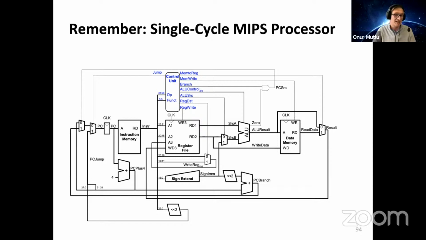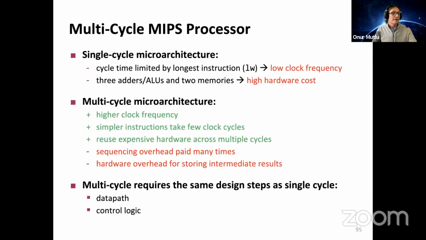We already discussed the downsides of it. So what are we going to achieve with a multi-cycle MIPS processor? We already said single cycle microarchitecture has low clock frequency, or long clock cycle time, and high hardware cost because it needs 3 adders, ALUs, and 2 memories, right? Multi-cycle microarchitecture will have higher clock frequency.